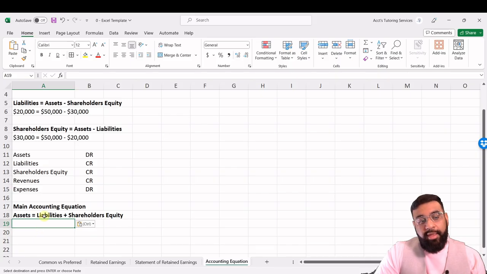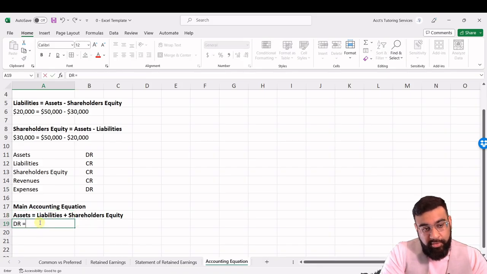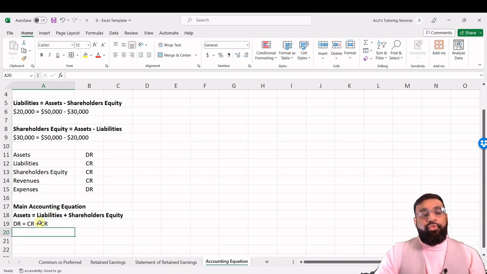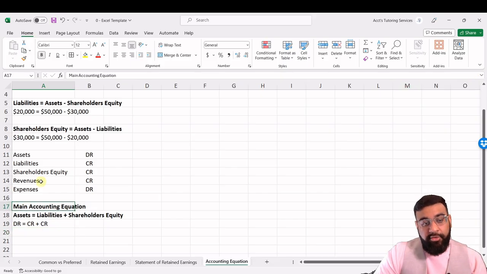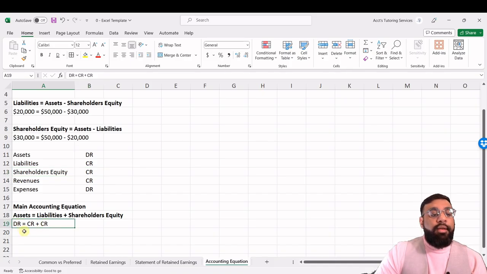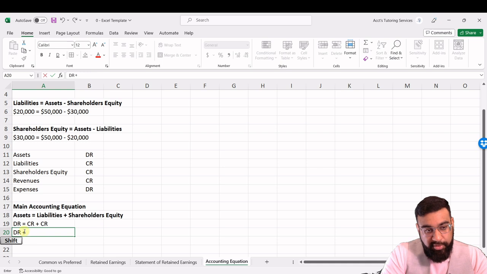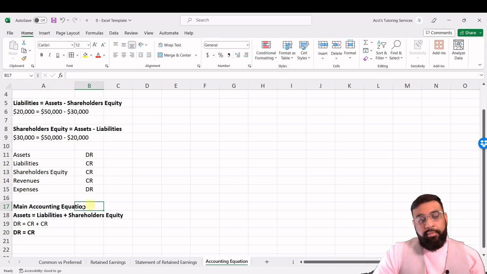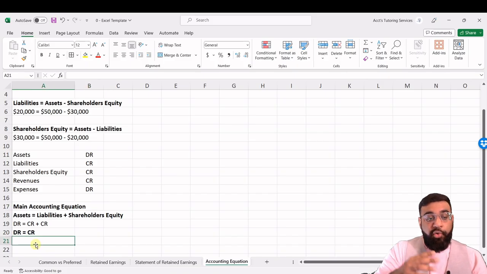So to recap, the main accounting equation is assets equals liabilities plus shareholders' equity, and this must always remain in balance. Or in other words, debits equals credits plus credits. So as you can see, for this main accounting equation to remain in balance, shareholders' equity must be a credit account, because a debit equals a credit plus a credit. So at all times, debits must always equal credits no matter what. That's the number one rule of thumb in accounting. Debits must always equal credits. And also, assets equals liabilities plus shareholders' equity.